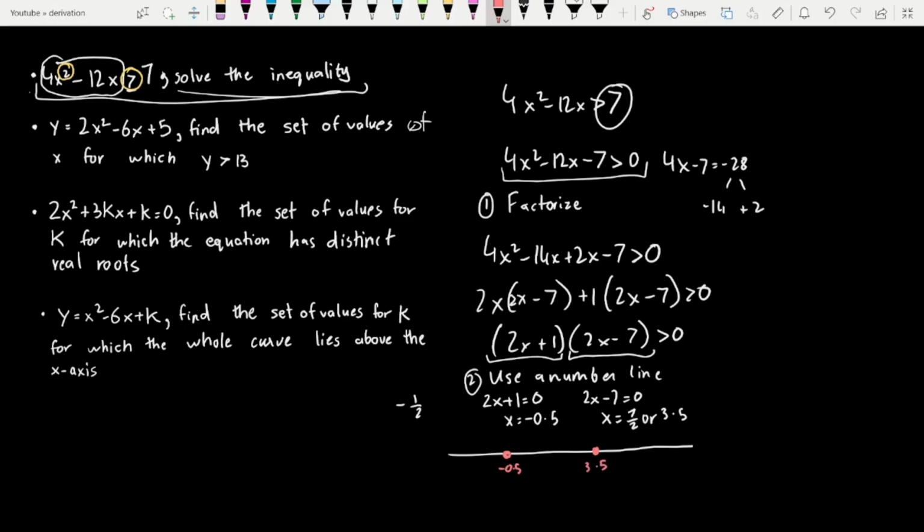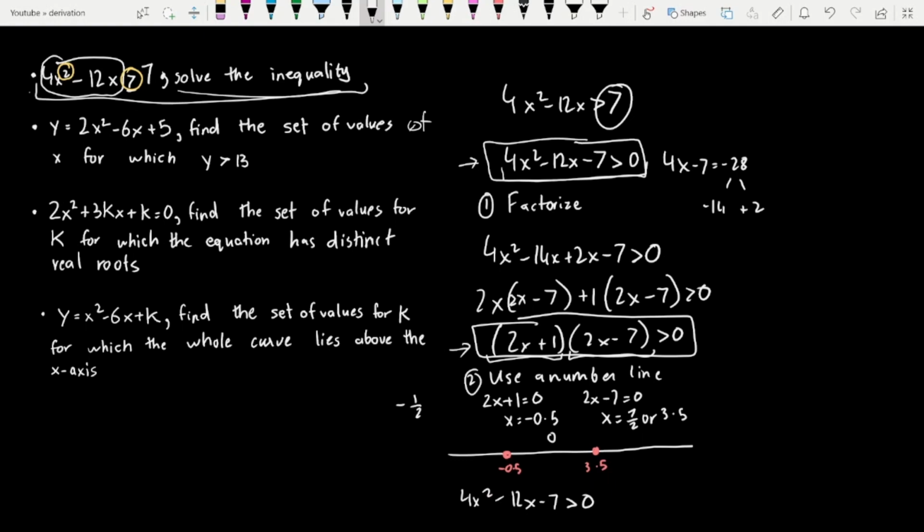Now we're just going to test out these sections. We've got this section, this section, and this section. Let's check out the middle section first. We can take anything between negative 0.5 and 3.5. I'm going to pick 0 and test it in the factorized form. You can test it in the standard form as well. Actually, let's just use the standard form for this. So we have 4x squared minus 12x minus 7 is greater than 0. We put a 0 in here, and all of this becomes 0. So it says negative 7 is greater than 0, and we know this is not correct. So, big cross on this section.